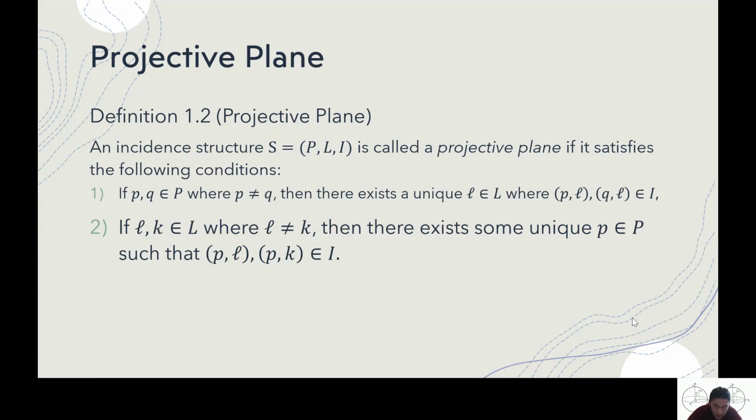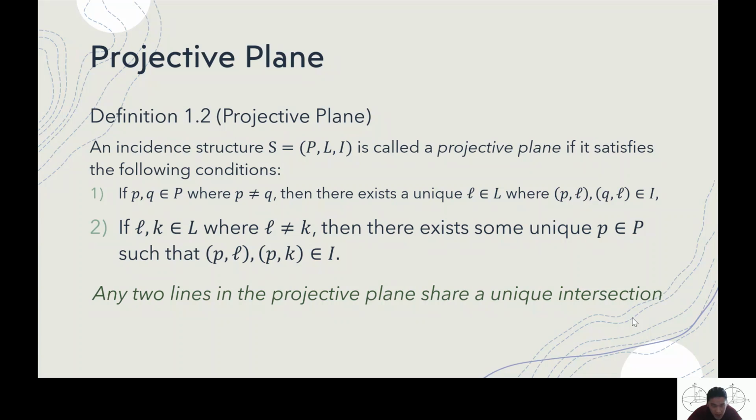The second axiom states that if L and K are distinct elements of the line set, then they share some unique point P in the point set such that both L and K are incident to P. In shorthand, we can remember this as any 2 lines in the projective plane share a unique intersection.